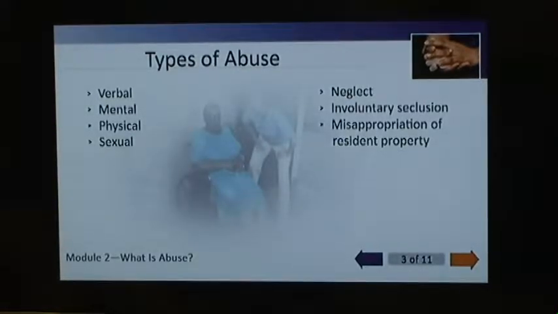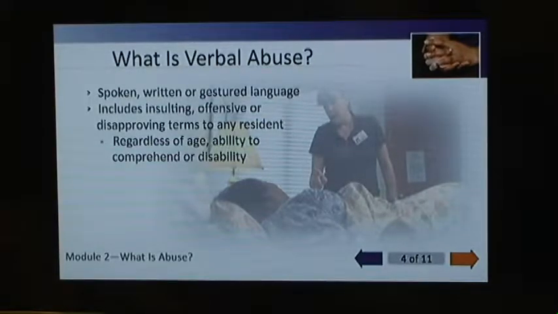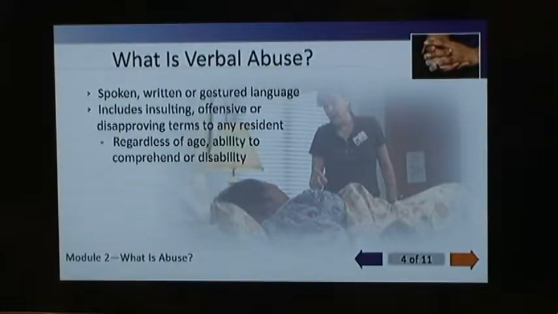The different types of abuse include verbal, mental, physical, sexual, neglect, involuntary seclusion, and misappropriation of residents' property. So let's talk about what is verbal abuse. Verbal abuse is spoken, written, or gestured language. It includes insulting, offensive, or disapproving terms to any resident, regardless of their age or ability to comprehend, or regardless of their disability.